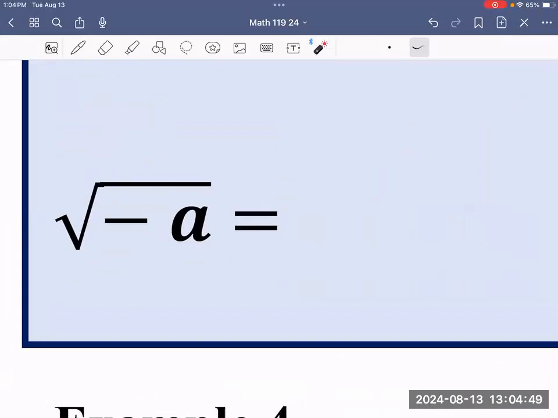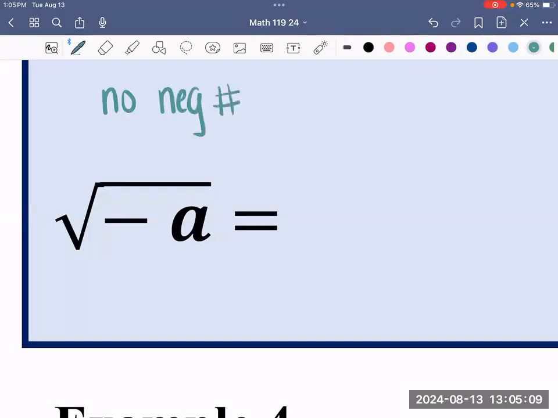But I'm sure your teachers in the past have said, hey, no negatives under a square root, right? But they're going to be very specific. It's going to be either a square root, a fourth root, or any sort of even root. So no negatives, and I might write that in here. No negative numbers under an even root.